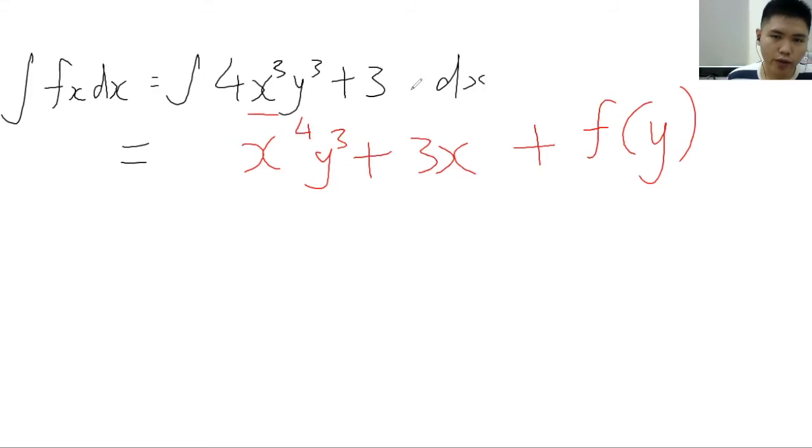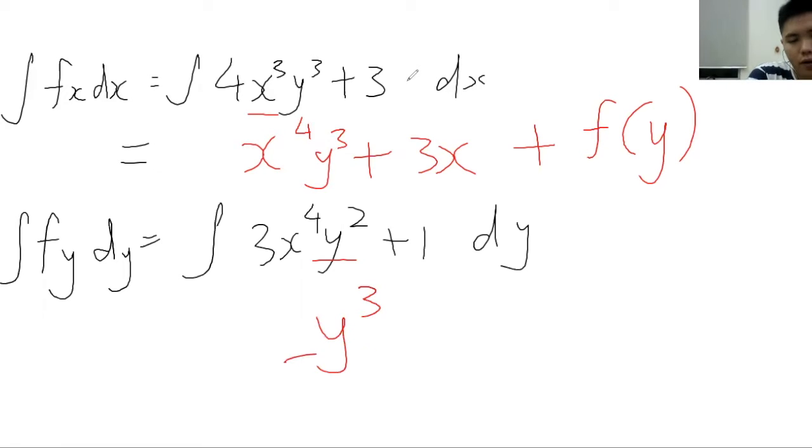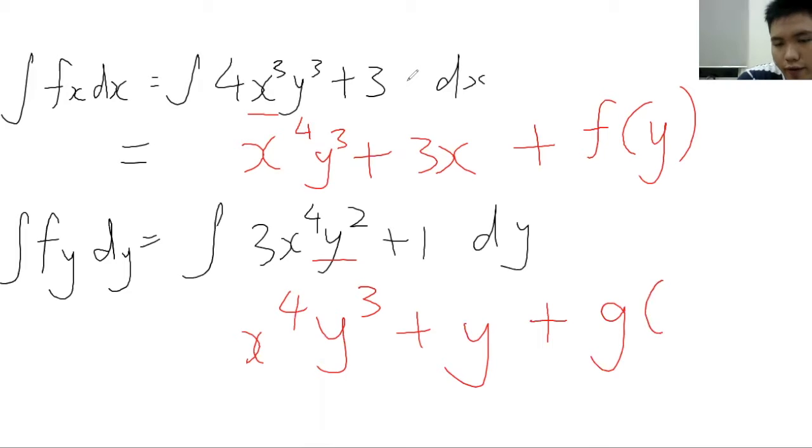Okay, so we do the next part, the partial derivative of y, dy. So y cubed divided by 3, here the 3 cancels out. So we get y to the power 4, plus y, plus a function in terms of x.